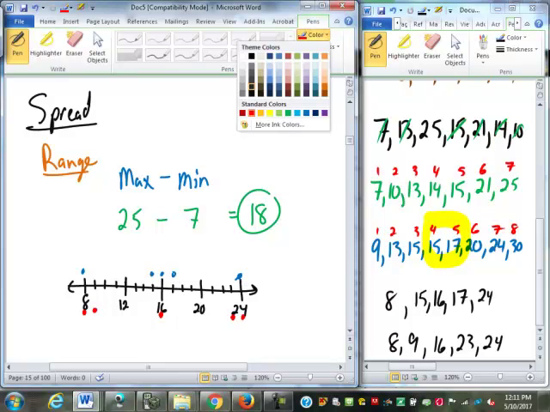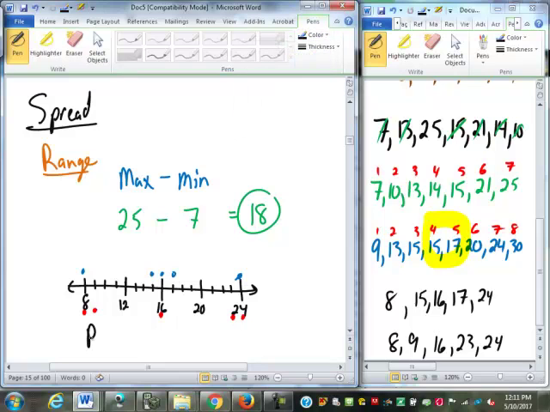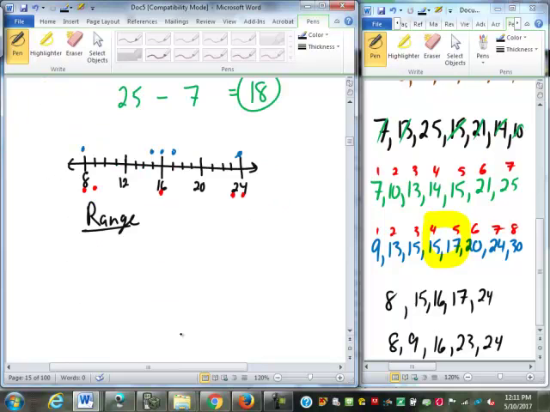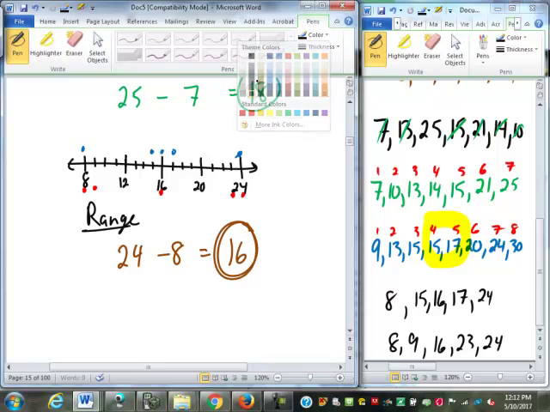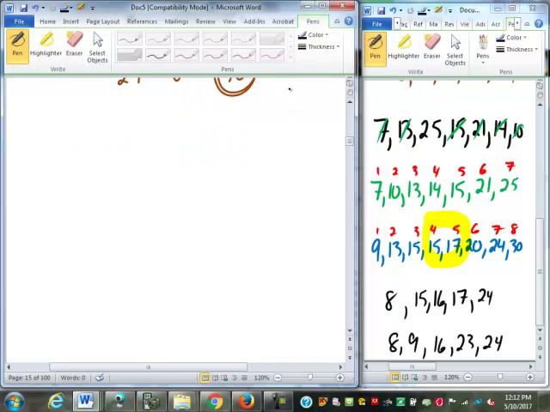But for either one of them, if I find the range, either one of those sets have a range of 24, the largest number, minus 8, the smallest number, giving me a range of 16. So we need a better way of distinguishing, of describing that spread. So what we're going to do is we're going to do something called the standard deviation.